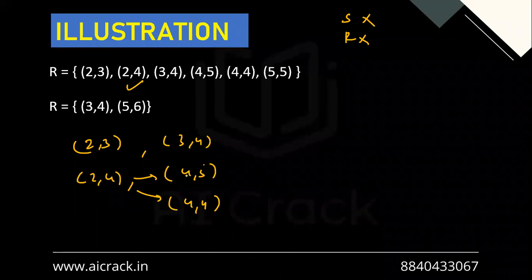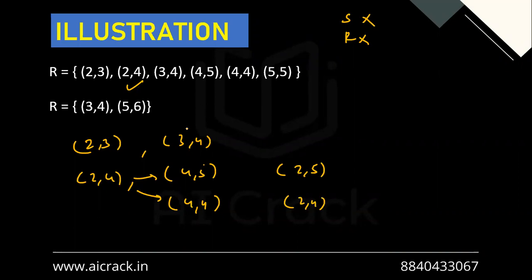So for this pair, we should have (2,5), and with this pair we should have (2,4). Now if you had checked with just this pair, (2,4) is there, but we don't have (2,5). If you hadn't checked with this pair, you would have missed this case. So this is also not transitive because we have (2,4), we have (4,5), but we don't have (2,5), right?